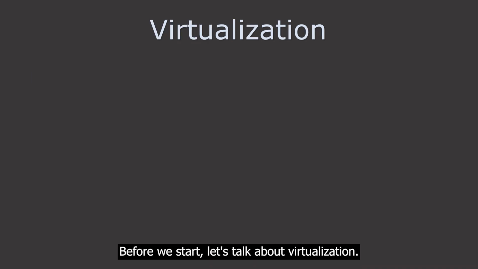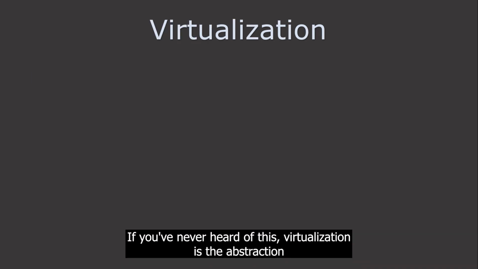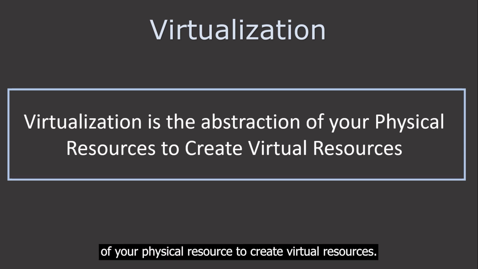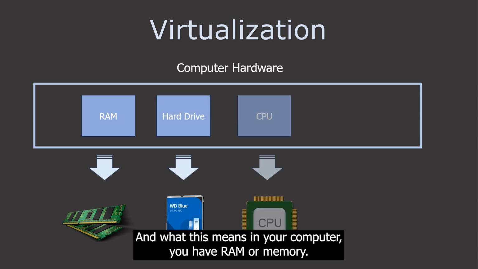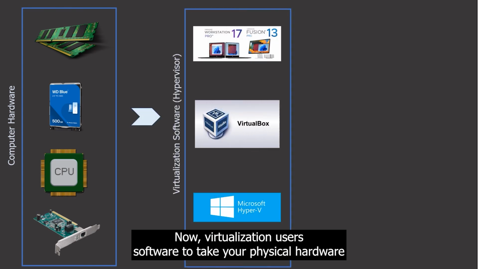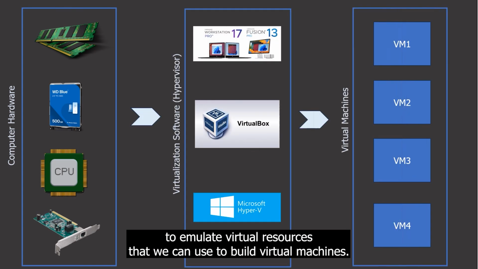Before we start, let's talk about virtualization. If you've never heard of this, virtualization is the abstraction of your physical resource to create virtual resources. And what this means, in your computer, you have RAM or memory, you have the CPU, and you have hard drive or maybe a few hard drives, and you have a network adapter. You can physically hold these components in your hand. Now, virtualization uses software to take your physical hardware to emulate virtual resources that we can use to build virtual machines.